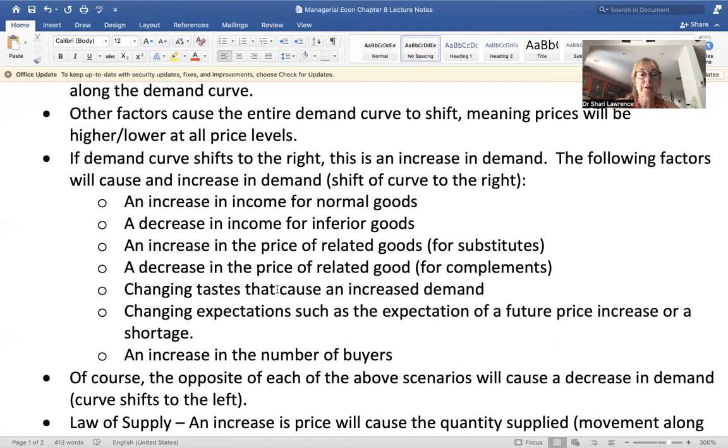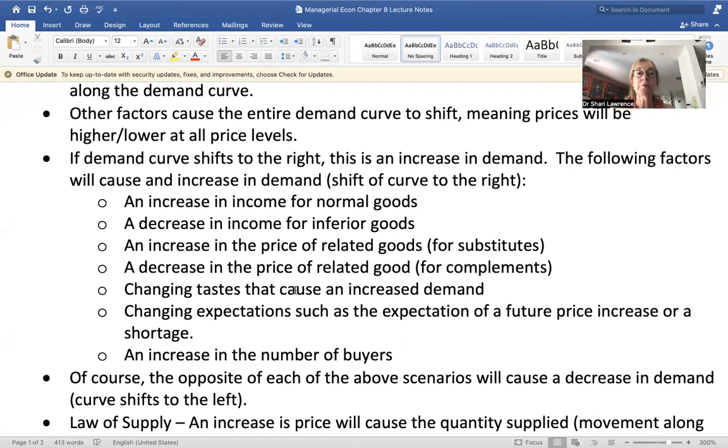Changing tastes can cause an increase in demand. So just think about changing consumer tastes. Organic foods, demand for organic foods has skyrocketed because people want to eat organic. People want to eat fresher food, more healthy food. So that's caused an increase in demand.